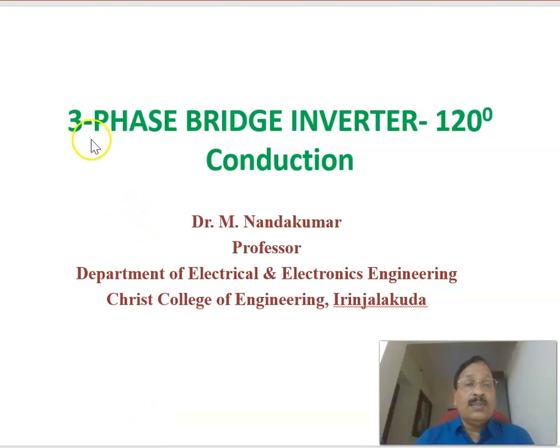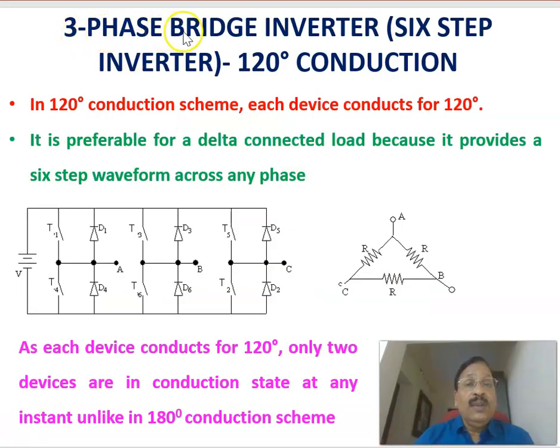In this presentation, I'll be explaining the three-phase bridge inverter in 120-degree mode of operation, that is, 120-degree conduction mode. A three-phase bridge inverter is also called a six-step inverter, and in 120-degree conduction mode each switching device conducts for 120 degrees. This is the circuit topology. Same as in 180-degree conduction, the circuit topology is not changing, only the switching method is changing.